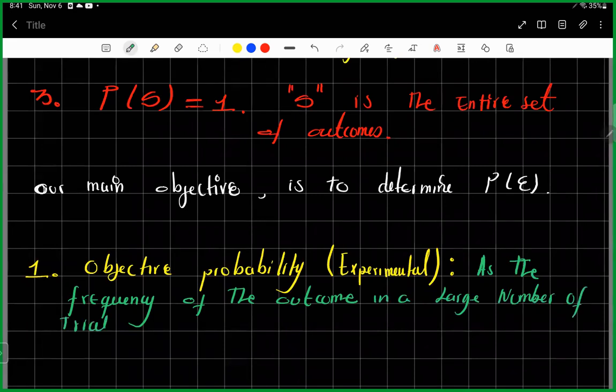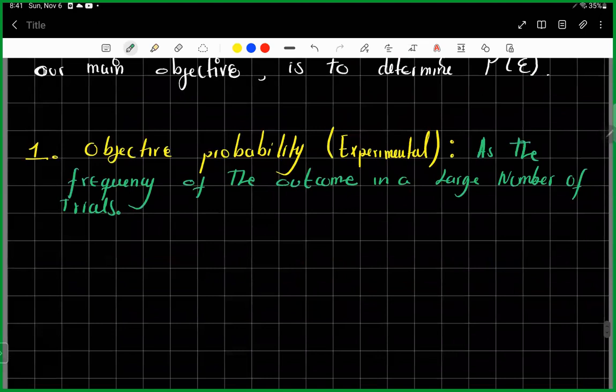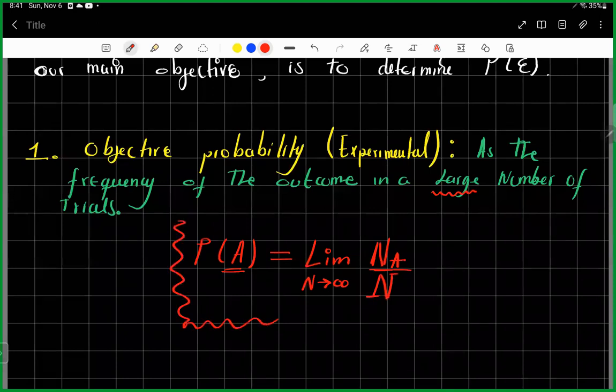So basically, this is a way in which I can calculate probability from experimental data. The probability of event A: let's look at a large number of trials. This is important to have a properly defined probability, okay? A large number of trials means that the number of trials can tend to infinity. This is the number of outcomes favorable to A divided by the number of total trials. So this is an objective way to define probability.